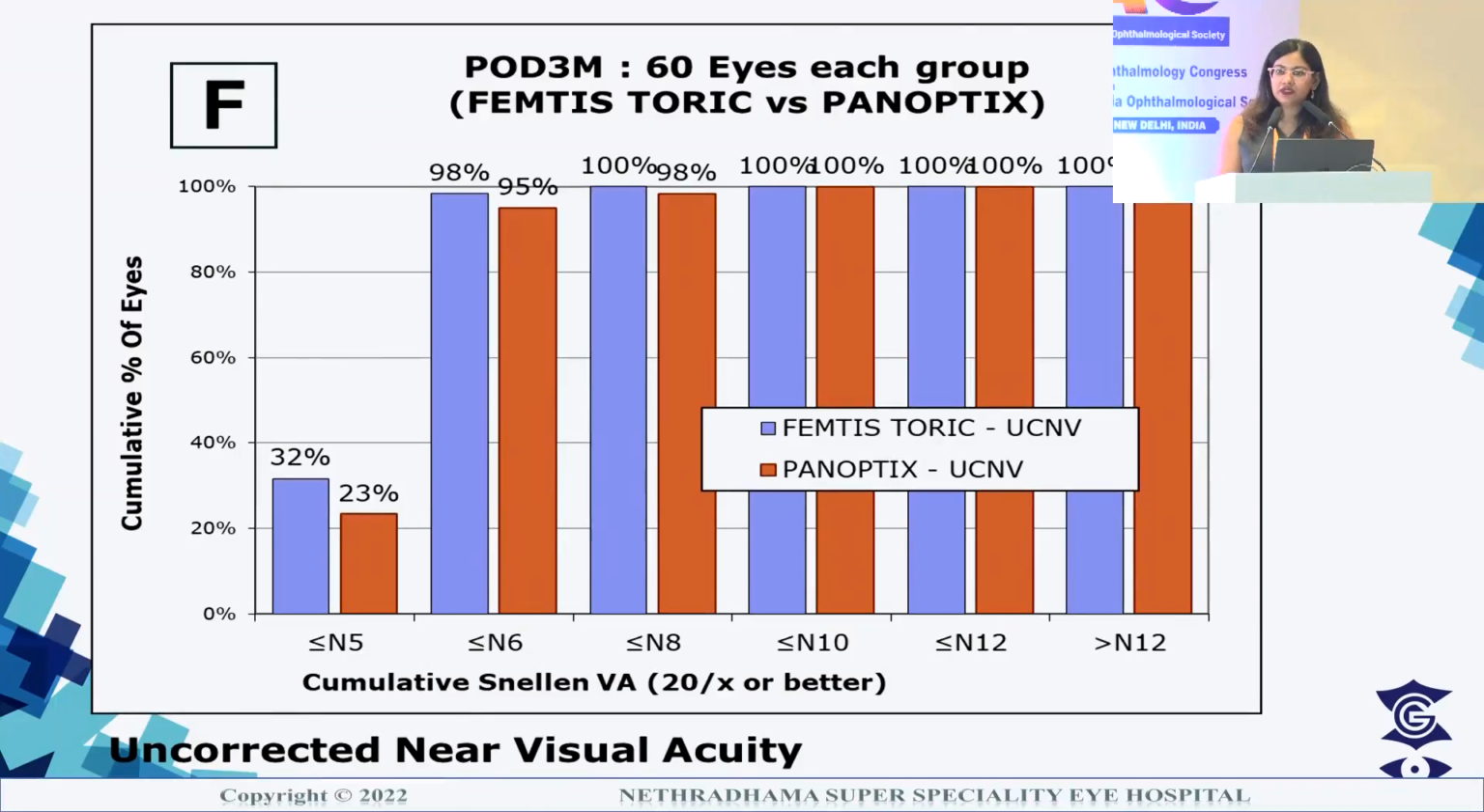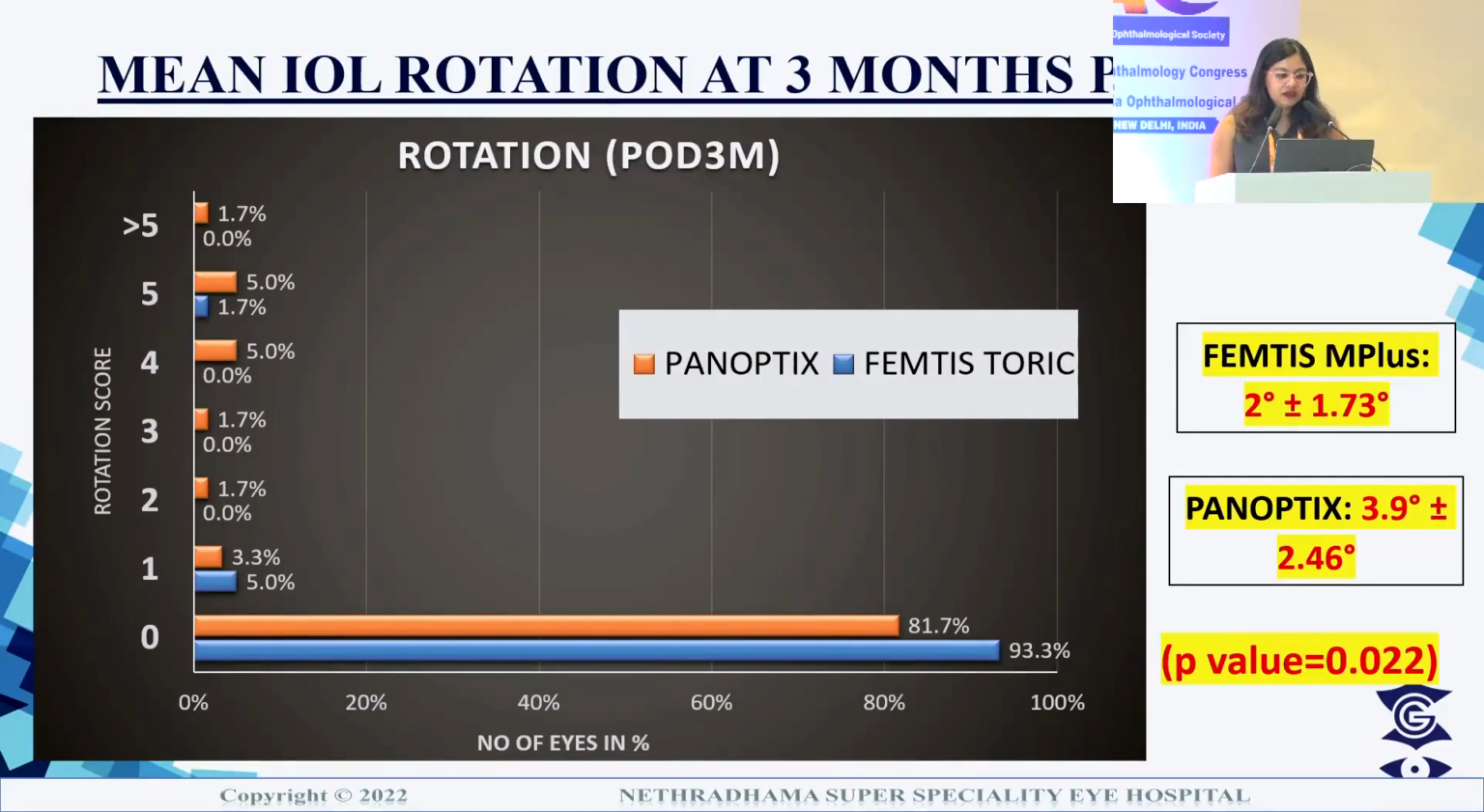Uncorrected near visual acuity was found to be comparable and good in both the groups, while the intermediate vision was found to be slightly better in the Panoptix IOL, but this was not statistically significant. Rotational stability was found to be significantly better in the Femtis M group. One patient in the Panoptix group had an IOL rotation of more than 10 degrees as compared to none of the patients having IOL rotation of more than 5 degrees in the Femtis group.